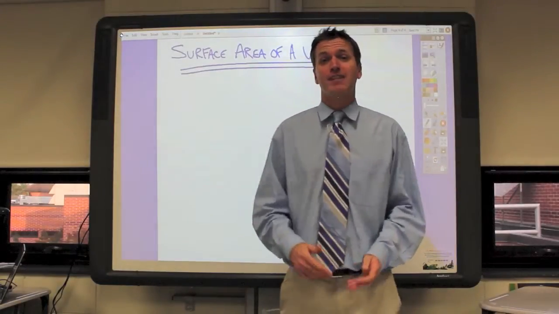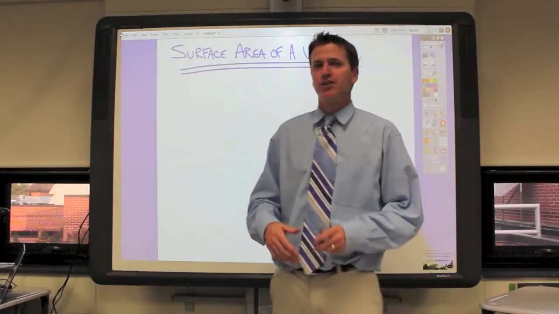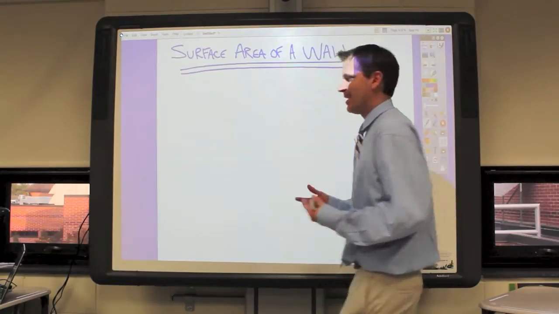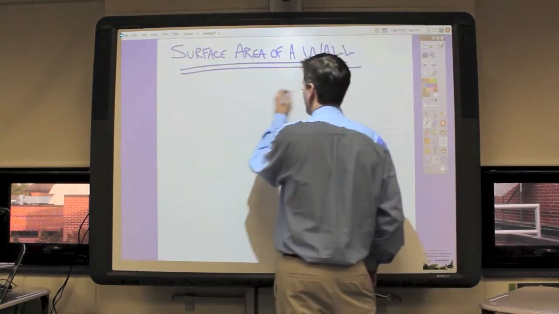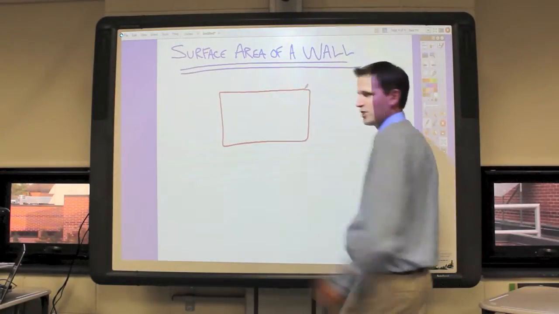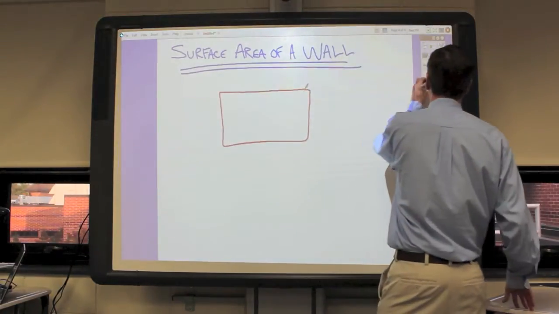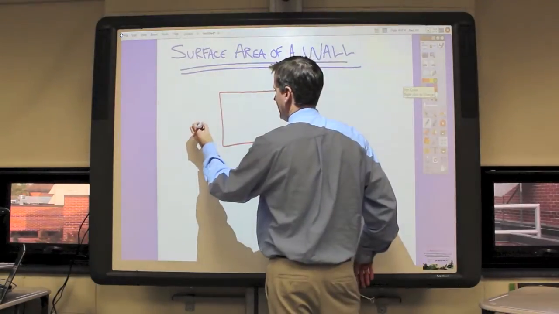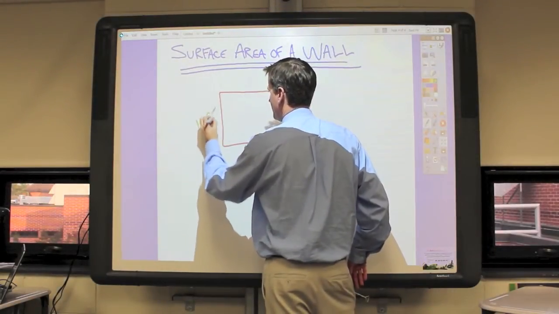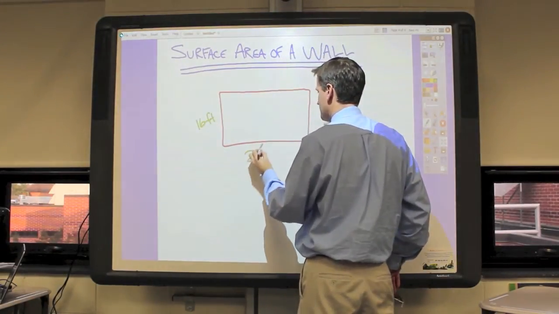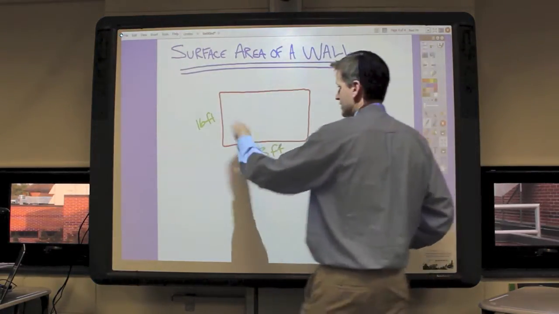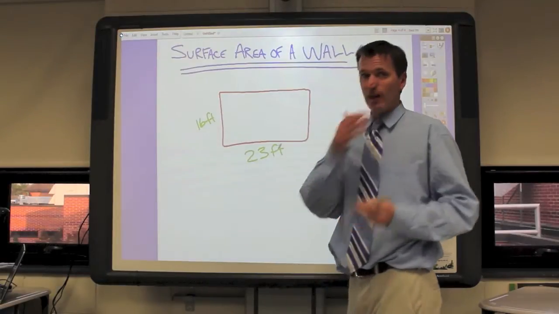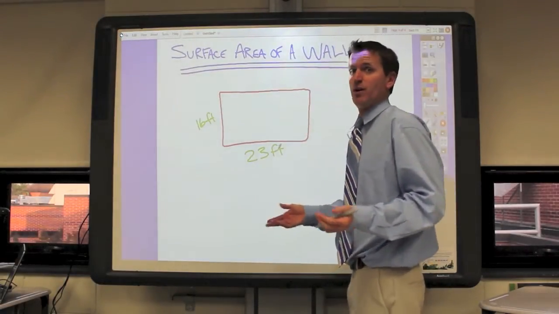All right, so now we're going to look at surface area of a wall. Now, just to review, if we're talking about, let's say, area of a square or a rectangle, okay? Let's say, for example, we have this rectangle right here, and we're just going to pretend it's a wall, okay? And we have a 16-foot height, and across, we'll say, is 23 feet. Now, if I want to find the surface area of this entire wall, we're going to follow the same formula we did for area of a square or rectangle.